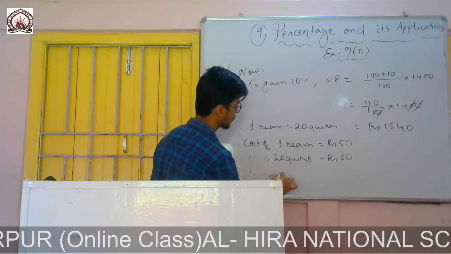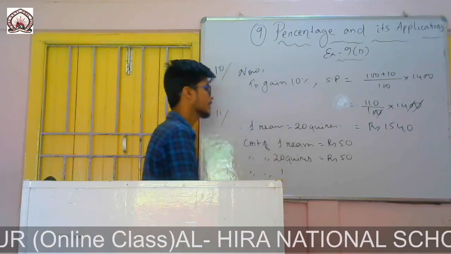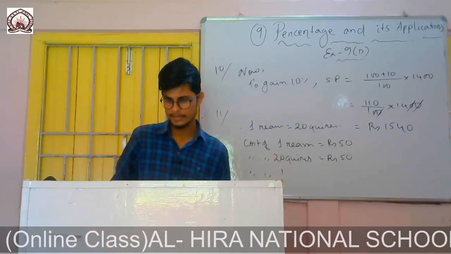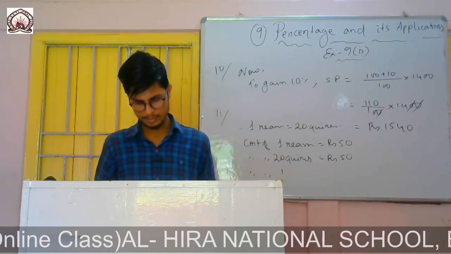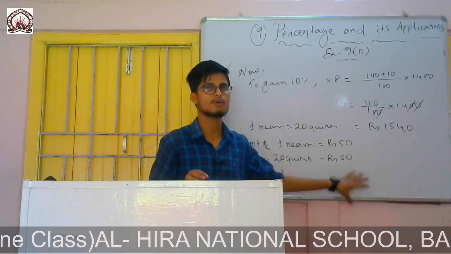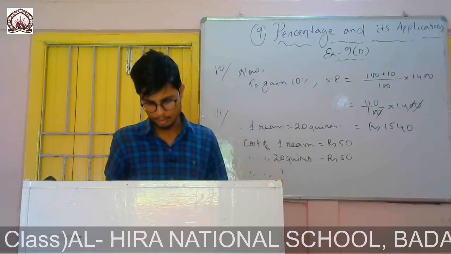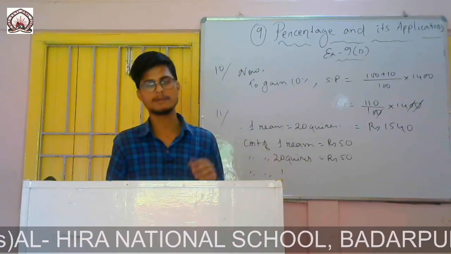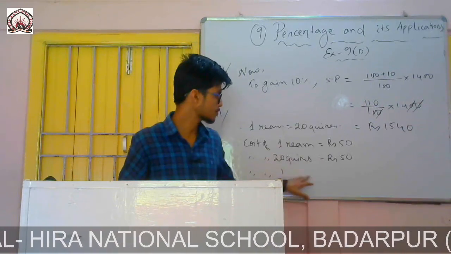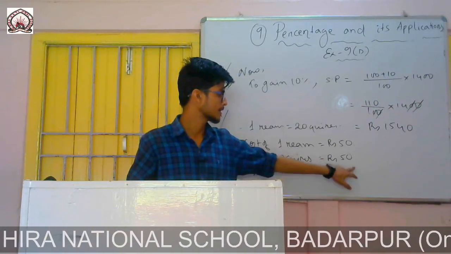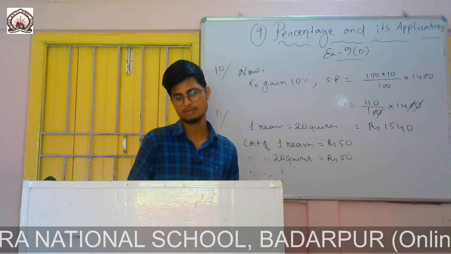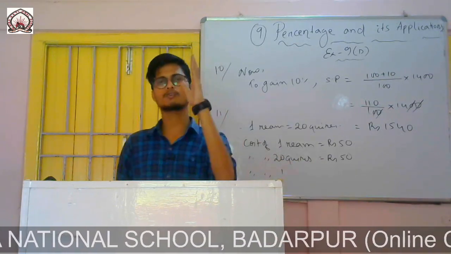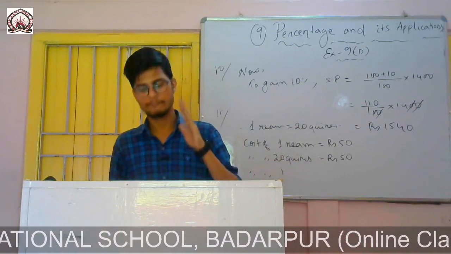Then we can find the cost of 1 quail. It will be 50 by 20. Then you simply solve this one. So this will be your cost price. Then the gain is given as 20%, so simply you find the selling price. Simply solve 50 by 20. That means 5 by 2, which is equal to 2.5. So your cost price will be 2.5.